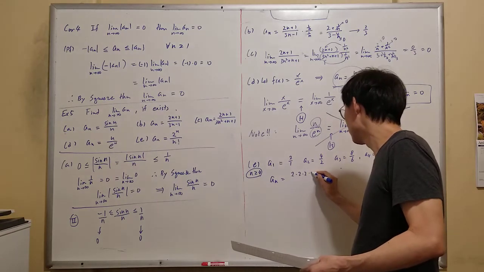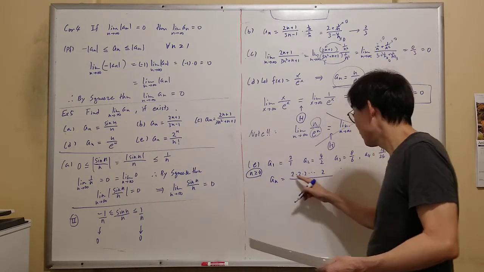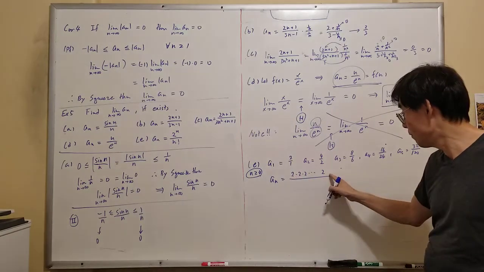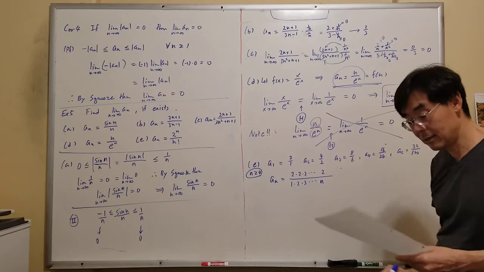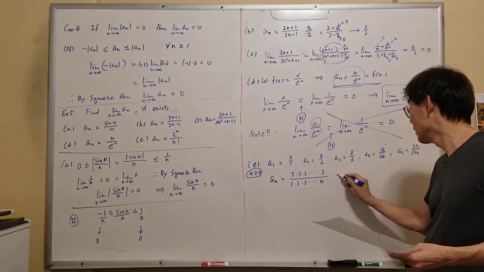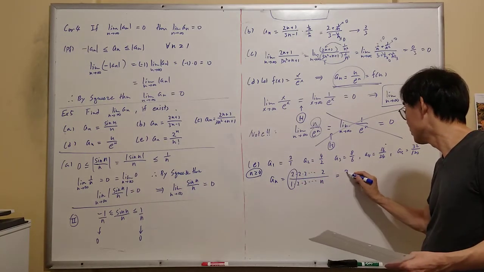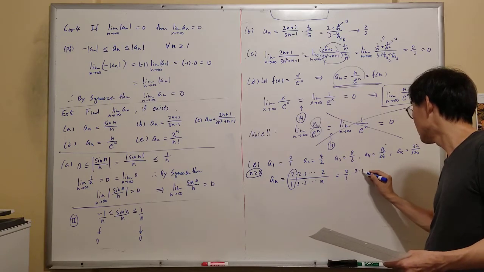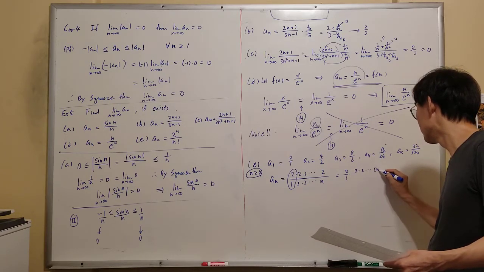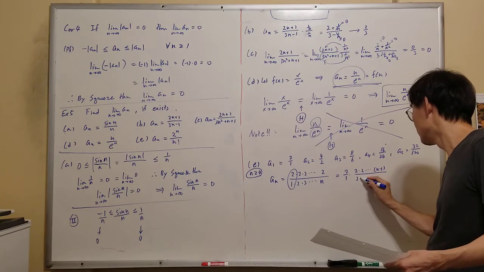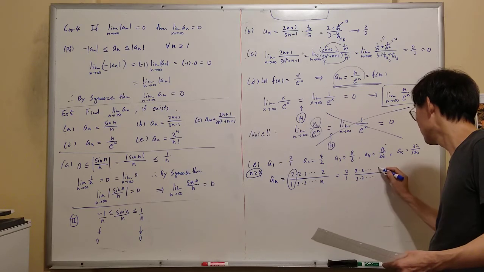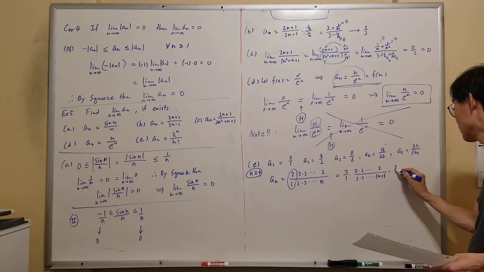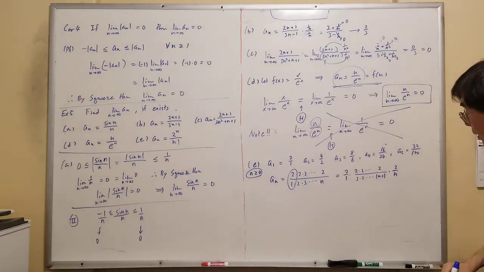2, 2, 2, multiplying 2 by itself n times, over the factors 1, 2, 3, all the way to n. I can write it separating the first term, and then the middle terms, and this is 2 times the last term. Okay?